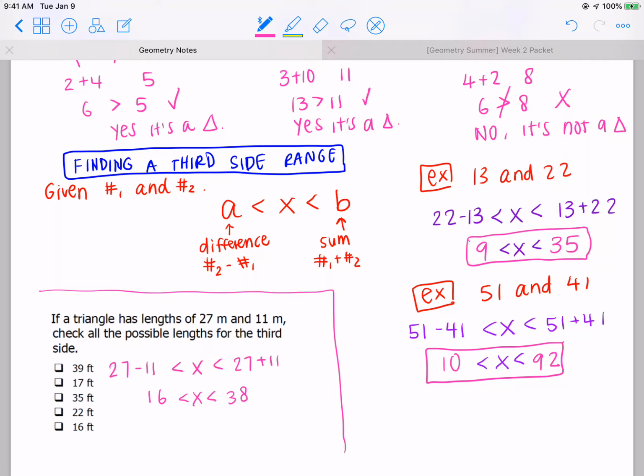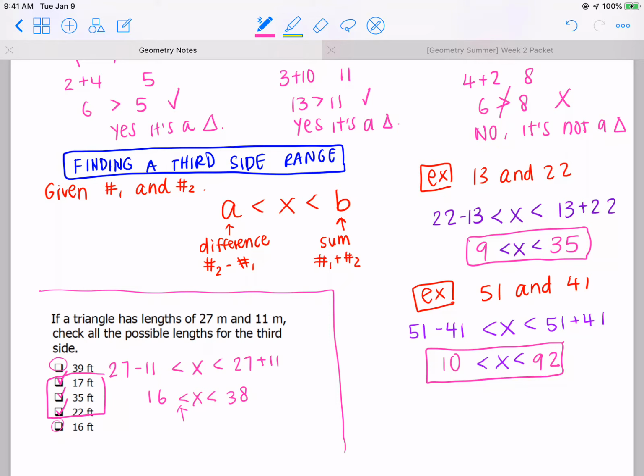What are the numbers that are in between 16 and 38? Is this one right? Nope, because that's bigger than 38. 17? Yes, 17 is in between 16 and 38. 35? Yes. 22? Yes. How about 16? This part right here is greater than 16, so that means it cannot equal 16. That means we're going to leave that blank. So these three are the only answers.